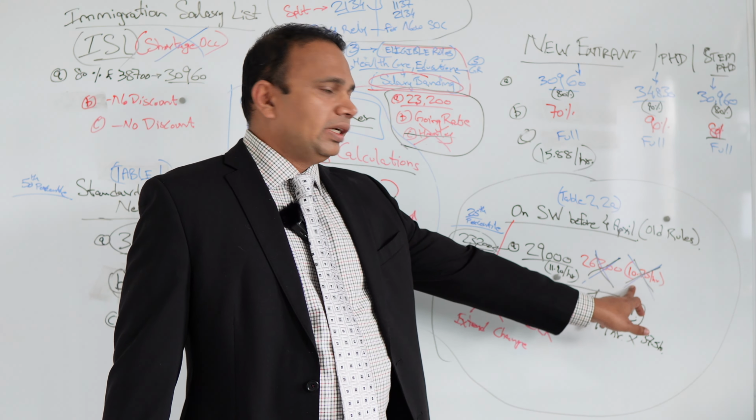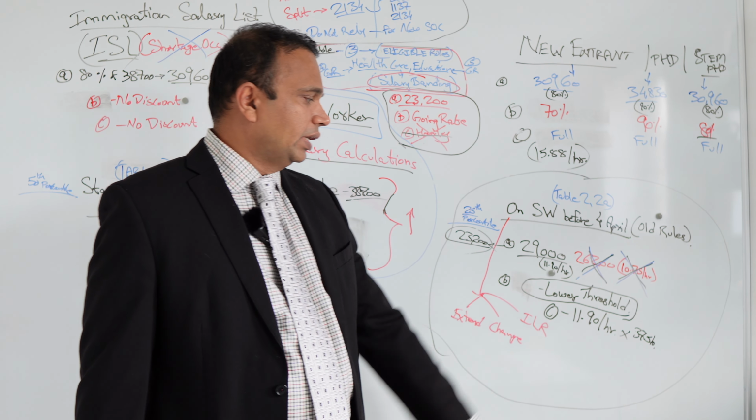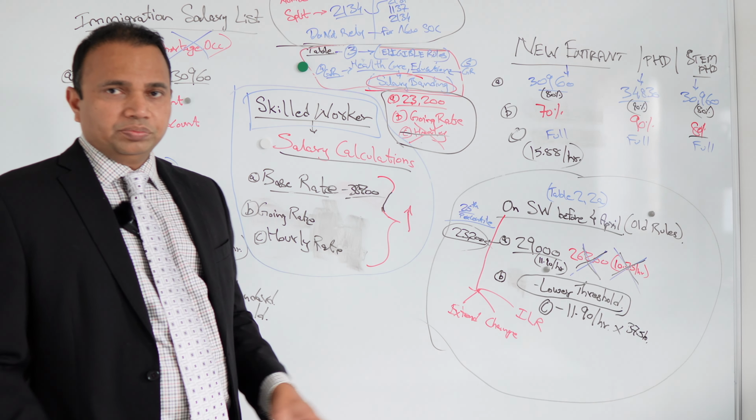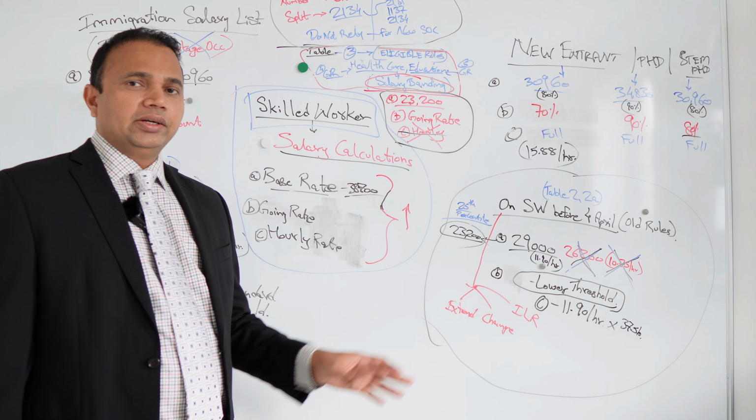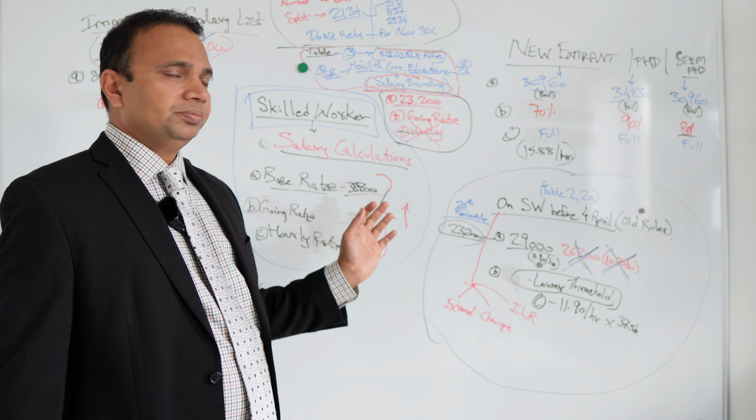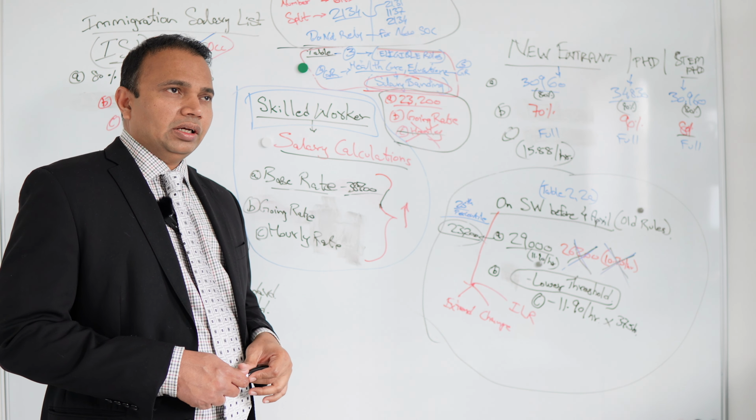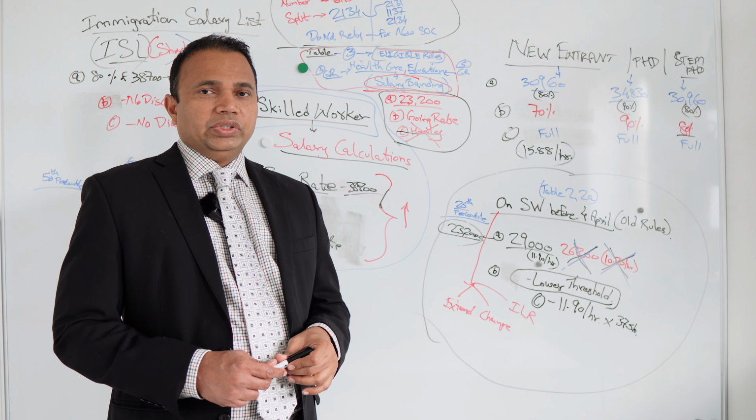And the hourly rate has gone from 10.75 to 11.90. All this is because of inflation. They have not actively tried to increase the numbers, so the rules have not been changed for someone who is already on a skilled worker visa.